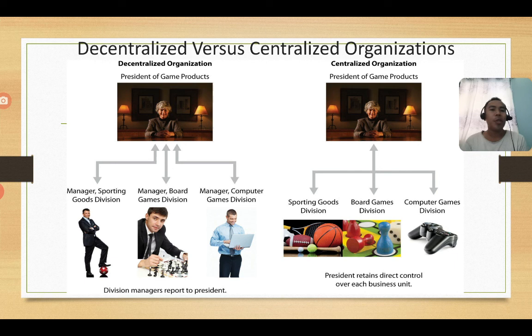So here we have the difference between decentralized and centralized organization. For the decentralized organization, I have mentioned a while ago that the organization is divided into subunits. For example, for a game products organization, there are three divisions. We have sporting goods division, board games division, and computer games division. Since this game products company is quite huge in size, it is divided into different divisions. And of course, each division has its own manager, and these managers are responsible for making decisions. Later, I will discuss what will be the level of responsibility of the different local managers. For centralized organization, we only have one management, the top management, and it is responsible for the rest of the operations within the business organization.